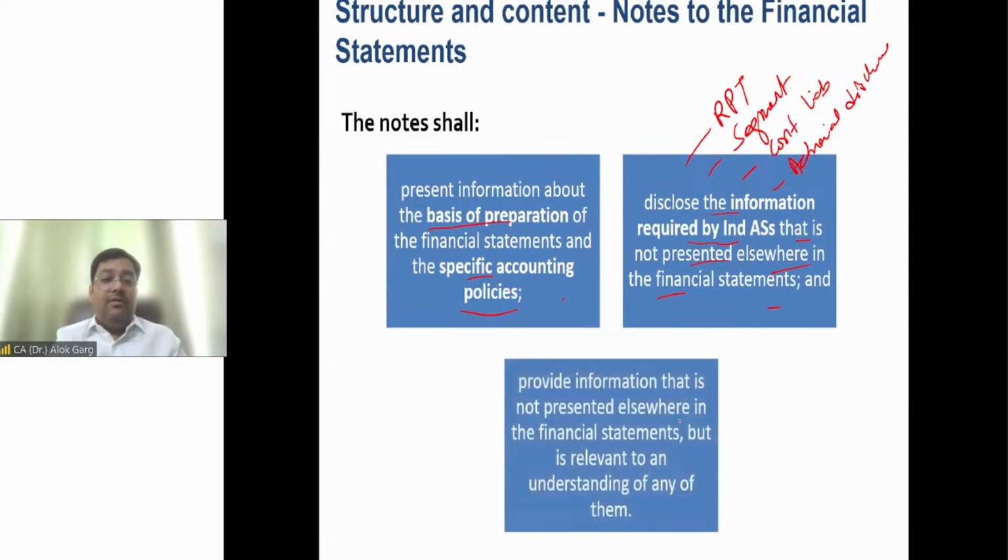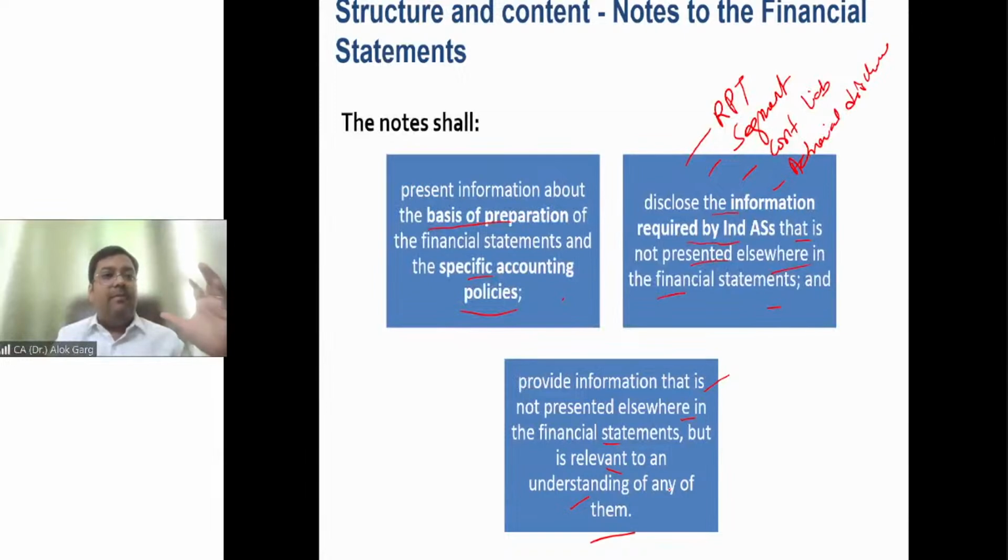Provide information that is not presented elsewhere in the financial statements, but is relevant to an understanding of any of them. For example, the company in the balance sheet is showing deferred tax asset, simply, 2 crore rupees. But what is the breakup of the deferred tax asset? The company has to provide the breakup in the notes to accounts. Property, plant and equipment: the company is giving the net block in the balance sheet. But what is the gross block? What is the accumulated depreciation?